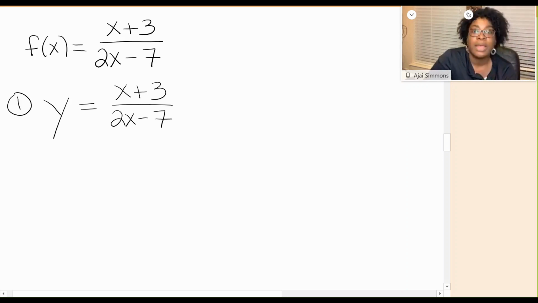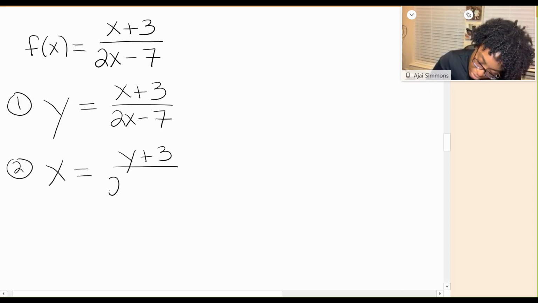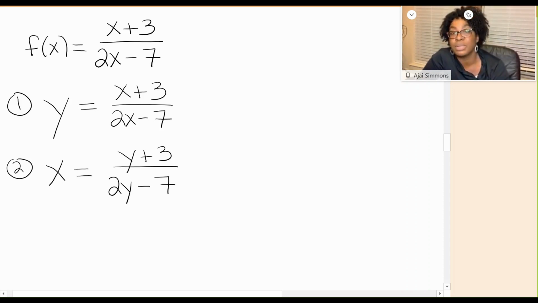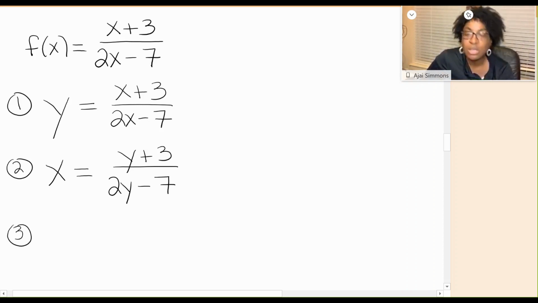Okay. Now step two, you switch your x and y. So wherever you see y, you put an x. Wherever you see x, you put a y. And you see an x in two different places, so I put a y in two different places. Now step three is to solve for y.